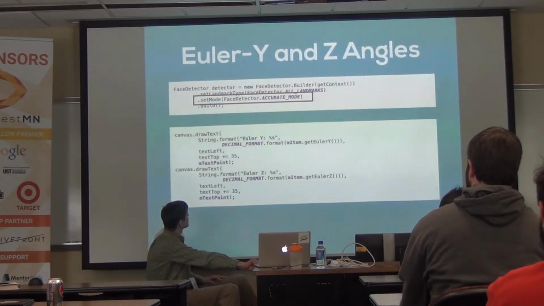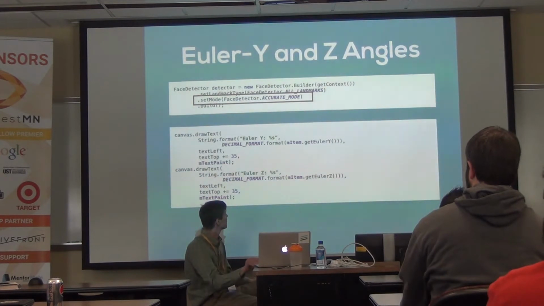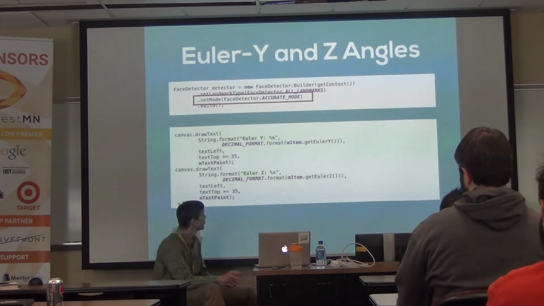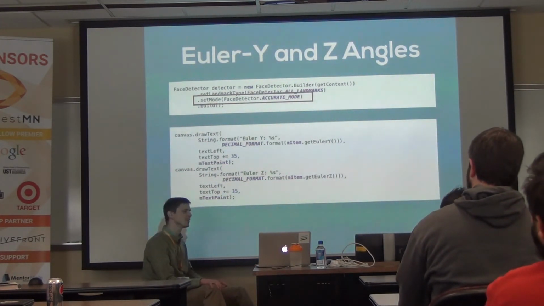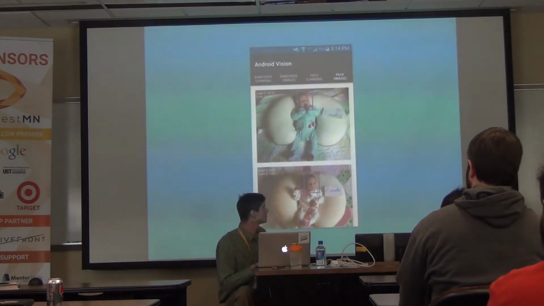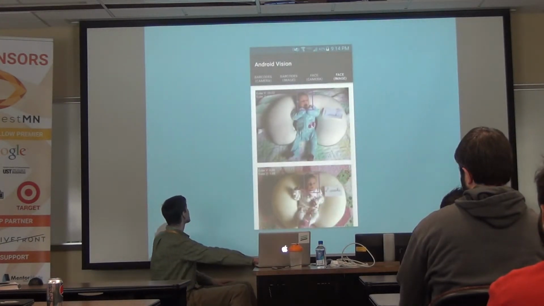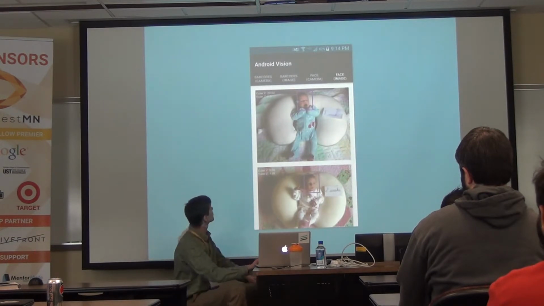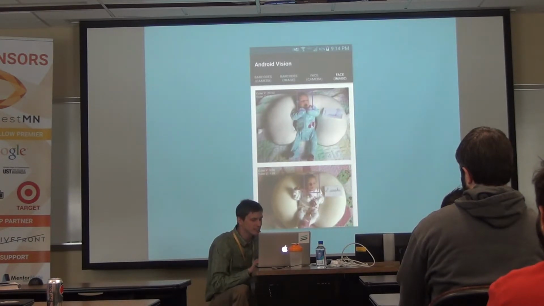Once we do that, there are a couple of methods on the face object, get Euler-Y and get Euler-Z, that actually give you that information. So we're just going to draw that on the image to see what's going on. If I pause it here, on that first image, I don't know if you can see it, but the Euler-Y angle is 20 degrees.